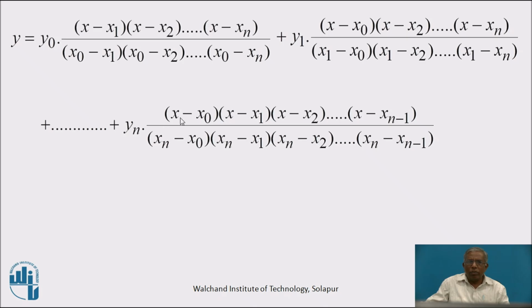yn into numerator x minus x0 into bracket x minus x1 into bracket x minus x2 into and so on up to bracket x minus xn minus 1, upon bracket xn minus x0 into bracket xn minus x1 into bracket xn minus x2 into and so on up to bracket xn minus xn minus 1. This is the Lagrange's interpolation formula for a given set of n points.